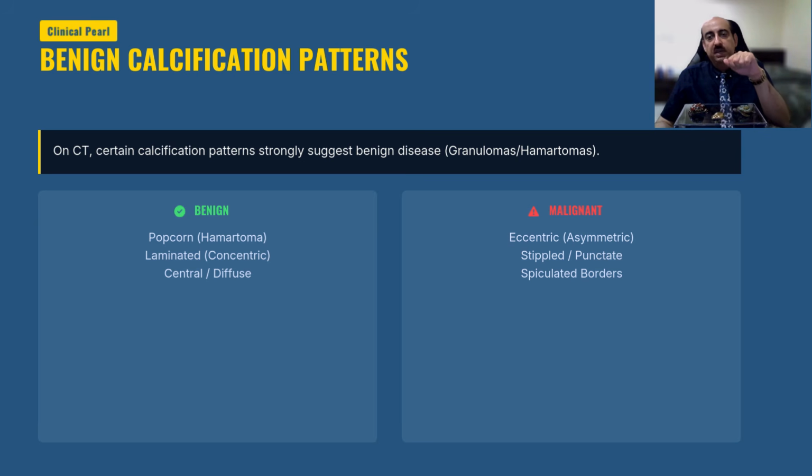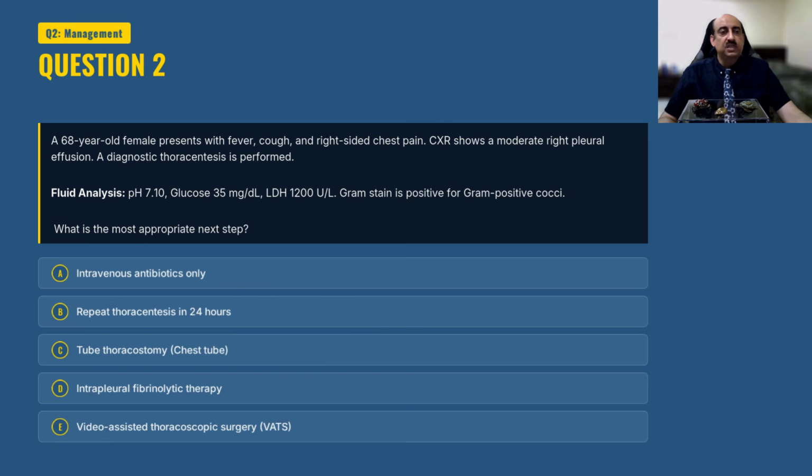Question number 2 is based on clinical management. A 68-year-old female presents with fever, cough, and right-sided chest pain. Chest X-ray shows a moderate right pleural effusion. A diagnostic thoracocentesis is performed, which shows fluid analysis with a pH of 7.1, glucose of 35 milligrams per deciliter, and LDH of 1200 units per liter. Gram staining is positive for gram-positive cocci. What is the most appropriate next step?